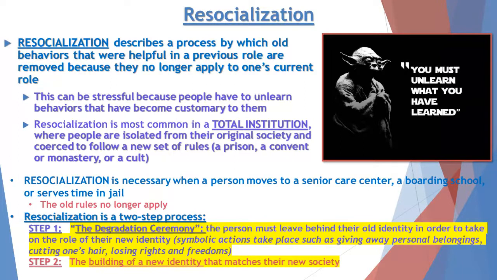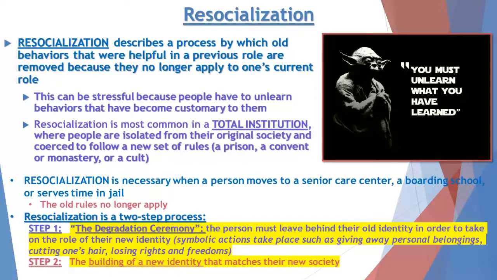So a total institution is a place where people are almost entirely isolated from the original society that they were a part of. And oftentimes in a total institution, we are coerced, almost forced, to follow an entirely new set of rules that we're not used to. So if you go to prison, right, that's a total institution. You're completely isolated from the normal world, where there were expectations, norms, values, and beliefs that you were used to, and now they don't apply anymore. You have to now learn the rules of the prison and your new role in it.